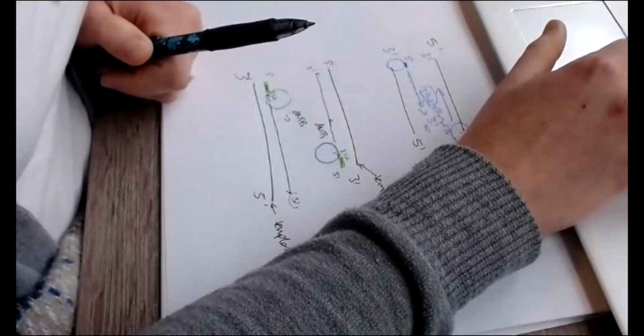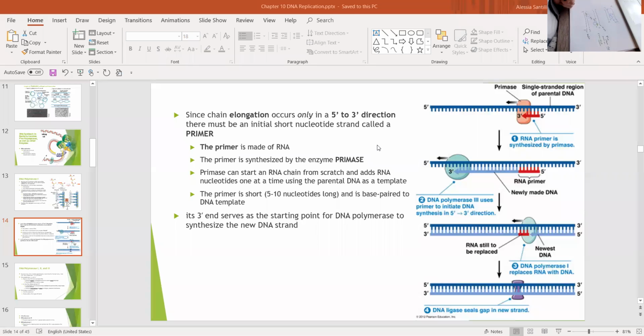So this primer is synthesized by the enzyme primase. This enzyme doesn't have the same requirements as DNA polymerase. It literally can just latch on and make the primer, right? So it doesn't need a free 3' end. It can start making an RNA chain, so a little primer, from scratch, and it adds the RNA nucleotides one at a time. So if you see here, we have that primer, which gives that free 3' end, and then the DNA polymerase can continue to elongate.